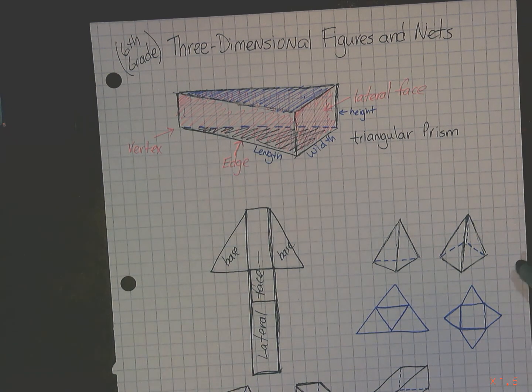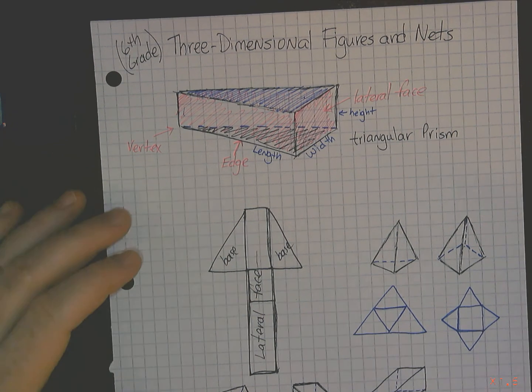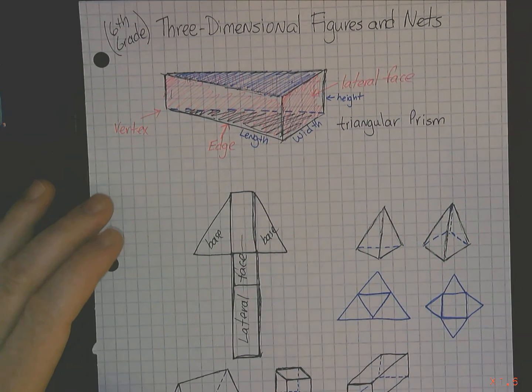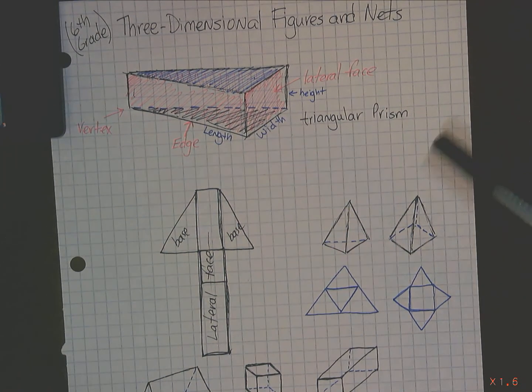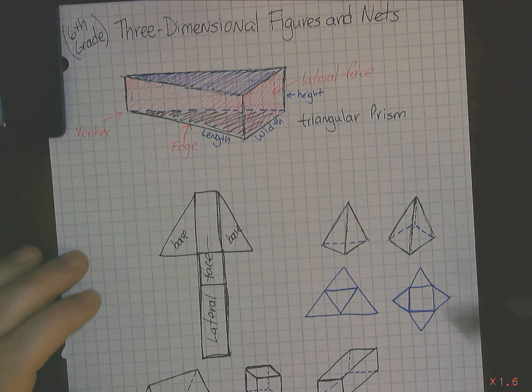How many vertexes are there? Things of that nature. But it's not something we really talk about too much. Lateral faces, more so. We're going to talk about that here in a second. So take a look at this one right here. This almost looks like a triangular prism, right?